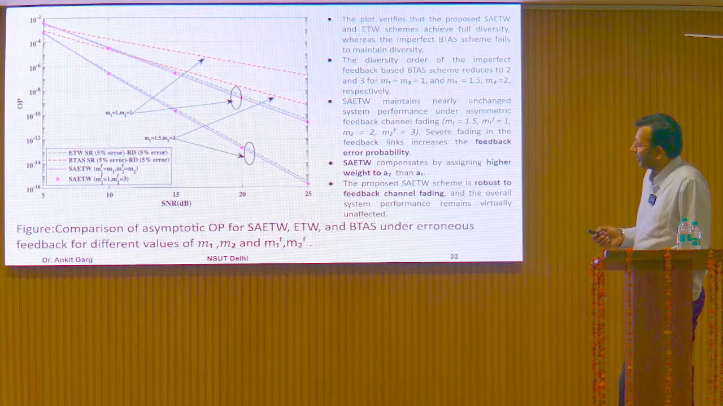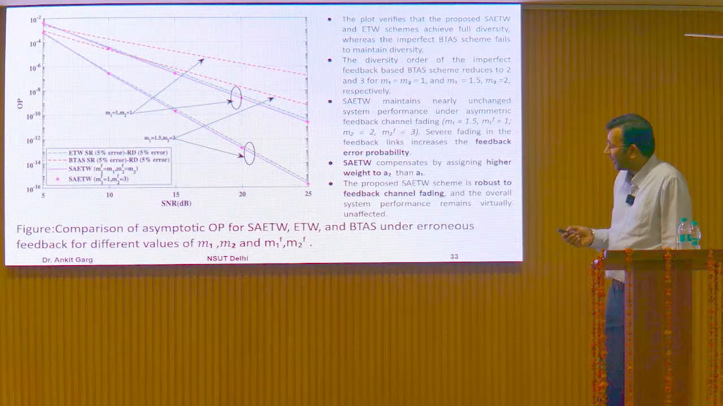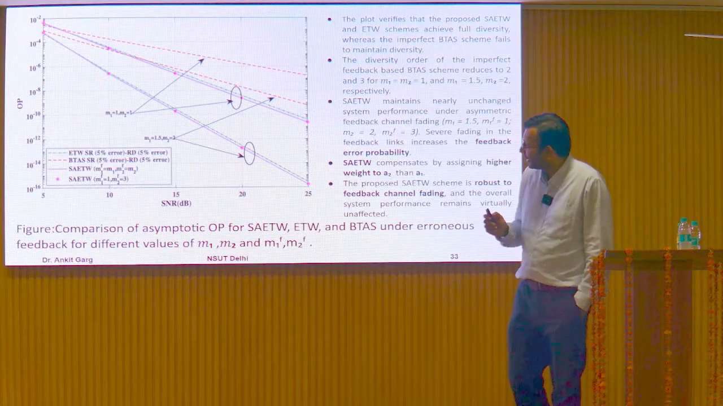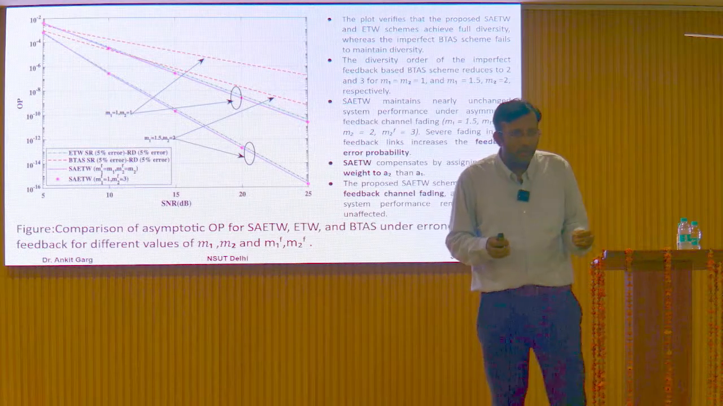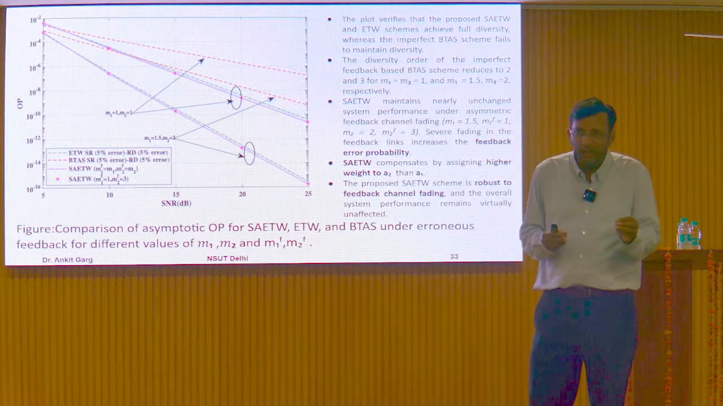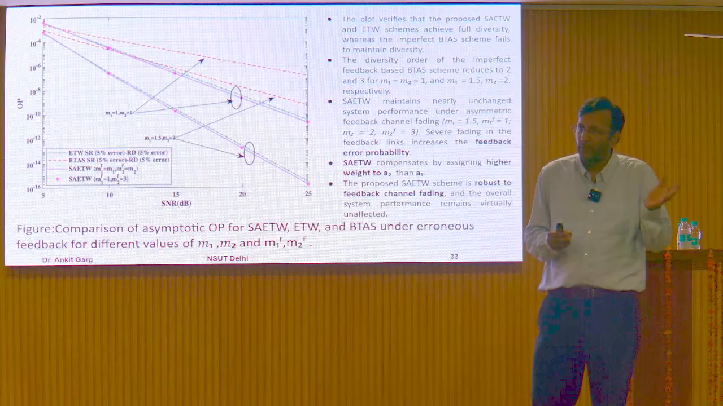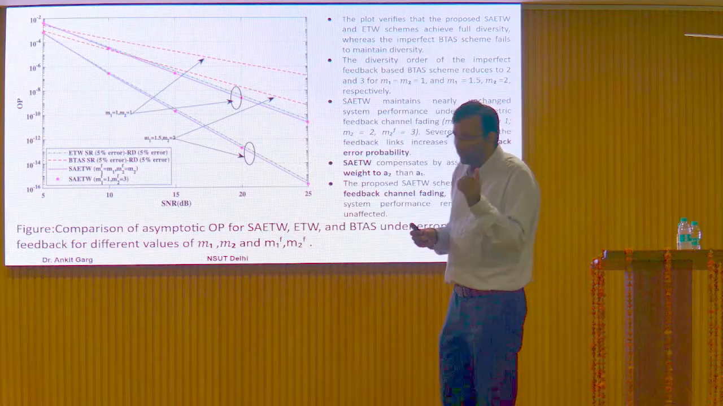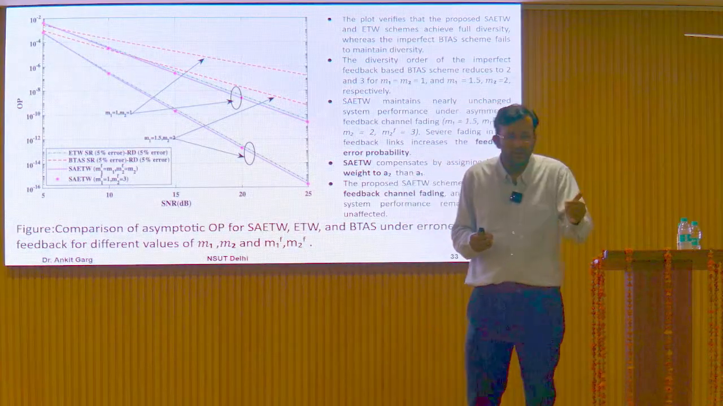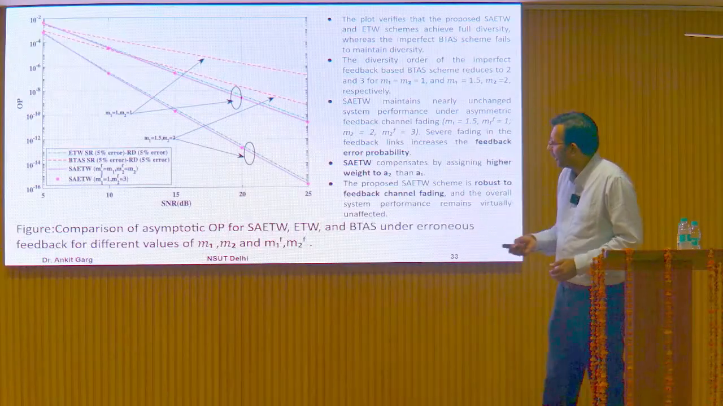So this is a comparison of asymptotic outage probability for SNR adaptive error tolerant wing, which I have already explained to you. SNR adaptive means the probability of error of the feedback link is going to be adaptive according to the SNR. Automatically it sets the value of PC, chooses the optimum value of A square, and adapts accordingly.